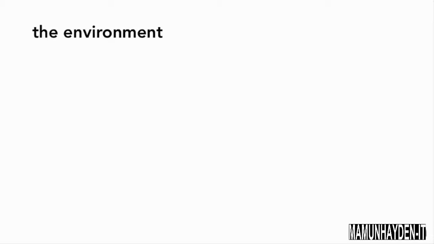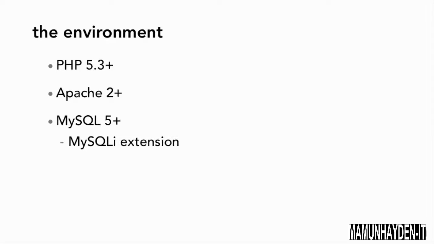In this course, I'll be developing a demonstration that will execute PHP code on a web server and database. The recommended configuration is PHP 5.3 or above, Apache 2 or above, and MySQL 5 or above. Other web servers such as Nginx or IIS should function, but will not be supported. PHP must have the MySQL improved extension available. Setting up an AMP stack is beyond the scope of this course.